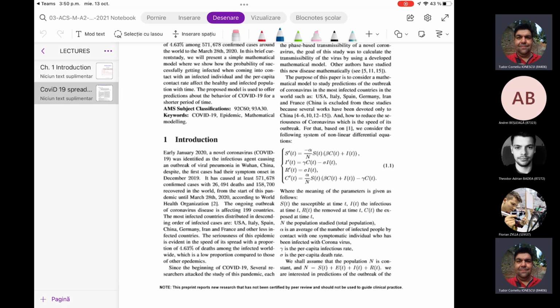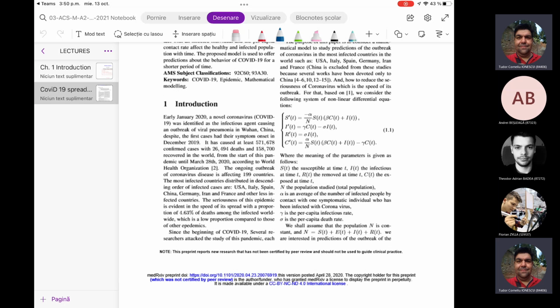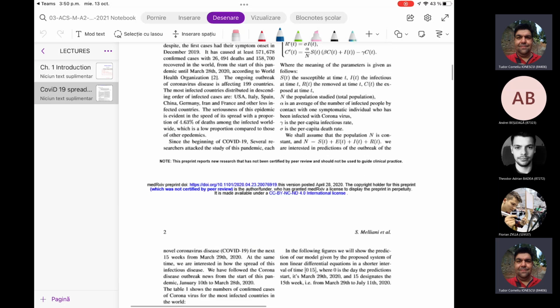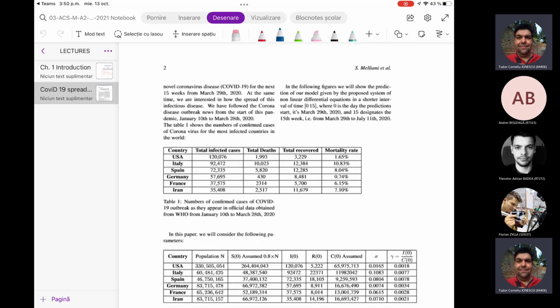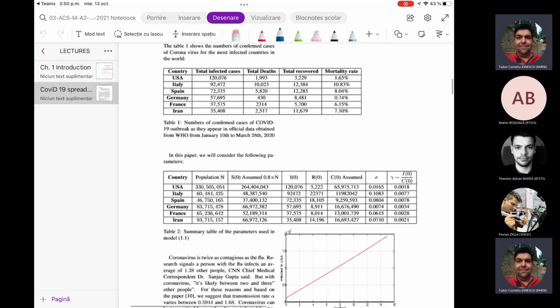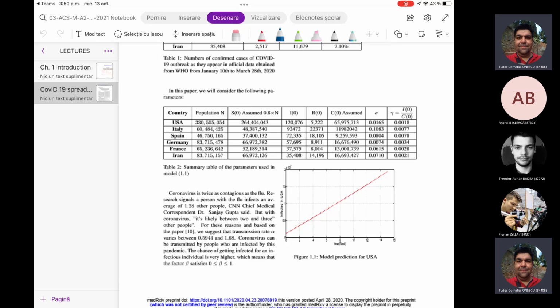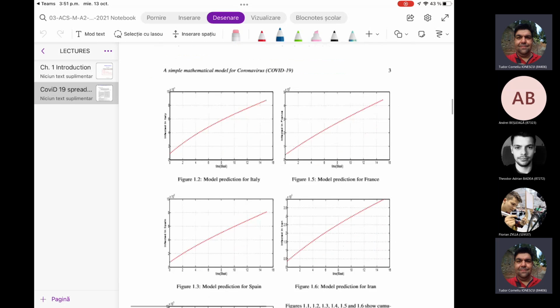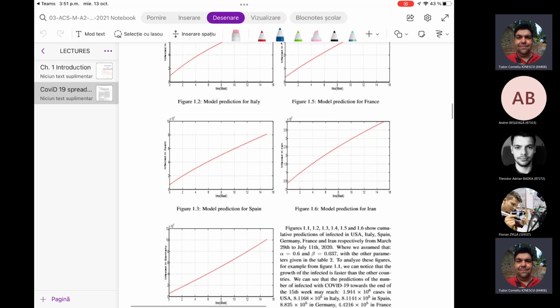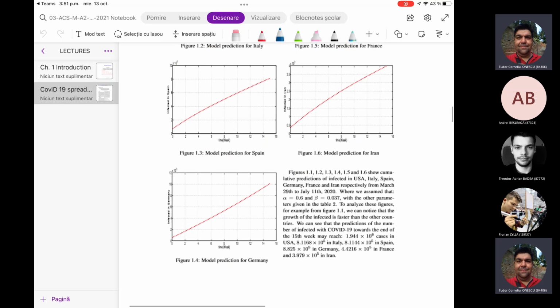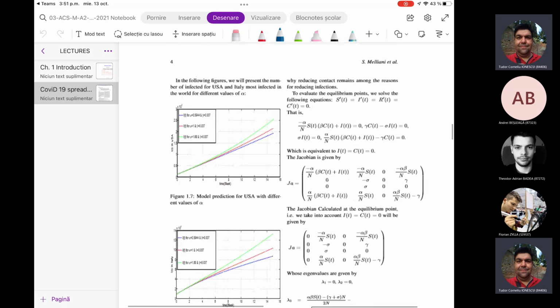So we assume that the population number is constant. We are interested in the predictions of the outbreak of the coronavirus for 15 weeks. And they have a lot of numbers here, and they show all sorts of graphs for different countries. What I did myself was a bit different, in the sense that I tried to find some equilibrium point.